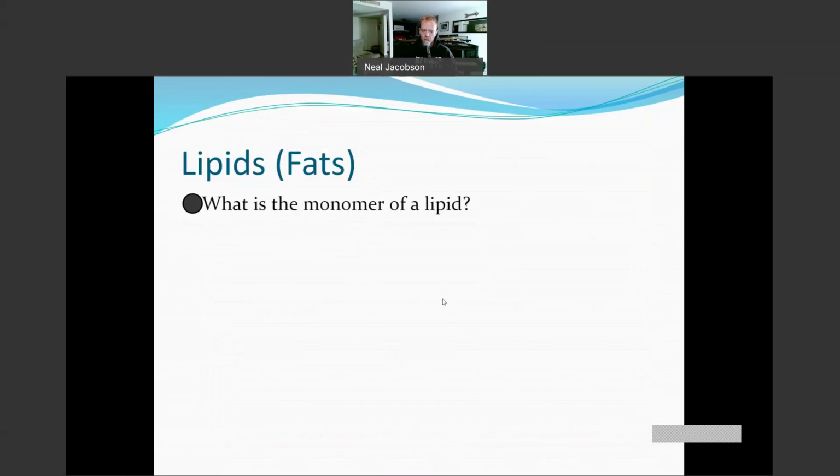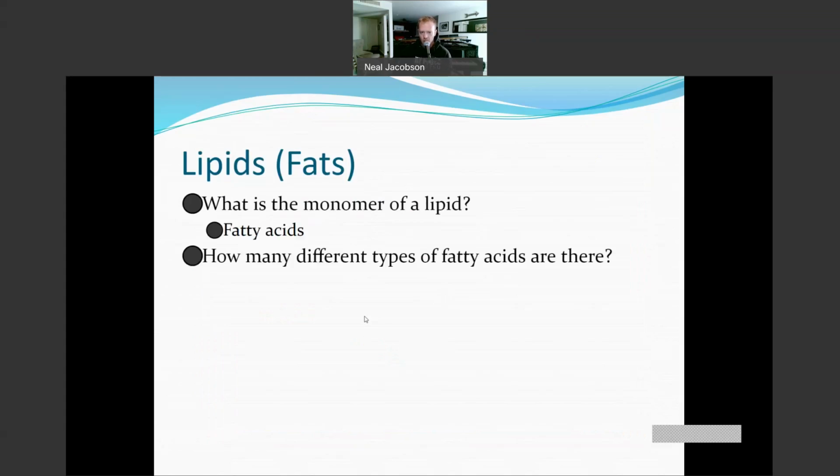The monomer of a lipid is called a fatty acid. And there's a reason why. There are two parts to a fatty acid, and you'll see that in a second. And there are two different types of fatty acid, right? One is going to be saturated, the other is going to be unsaturated. So the monomer of a lipid is a fatty acid. One is saturated and the other is unsaturated, right?